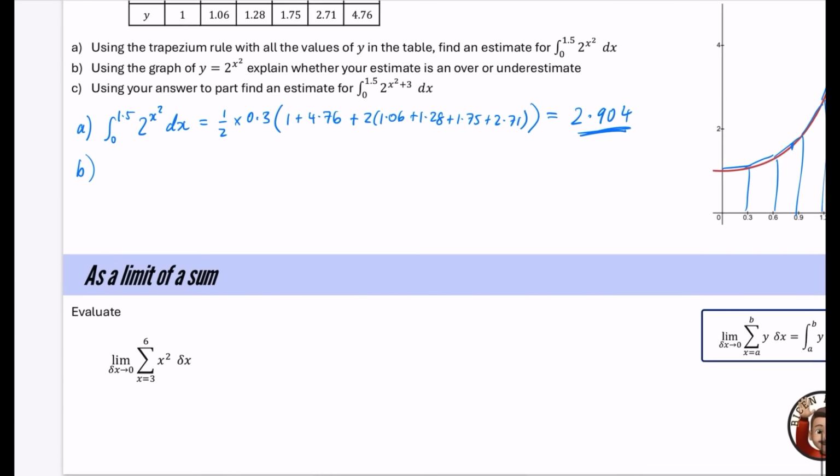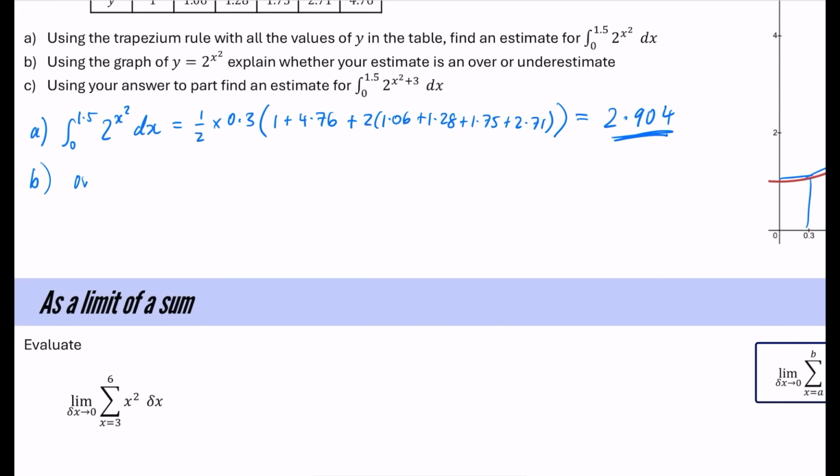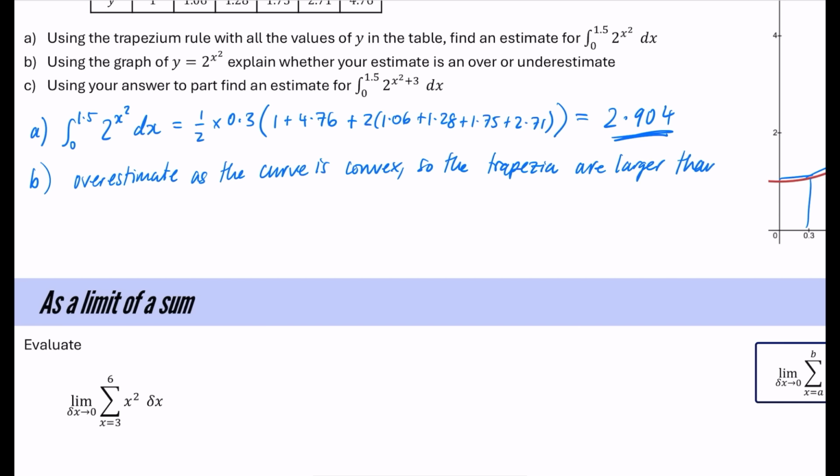So I'm going to say, explain whether it's an underestimate or an overestimate. I'm going to say it is an overestimate as the curve is convex. So the trapeziums, or the plural of trapeziums, is sometimes written as trapezia. So the trapezia are larger than the area under the curve. And then they like doing these questions where you then have to use the estimation to try and answer something slightly different.